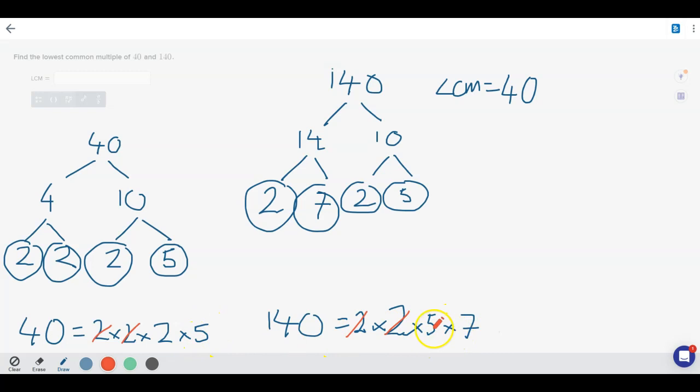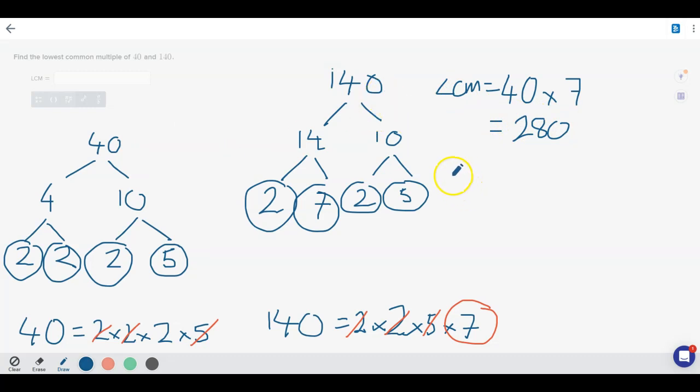And I've got a 5 here and a 5 here. But remember, what we're looking for is which numbers from 140, because we're using the 40 to start with, are not part of the common factors, and that, of course, is the 7. So my equation up here is 40 times 7, which gives me an answer of 280, and that is the lowest common multiple of both of these numbers.